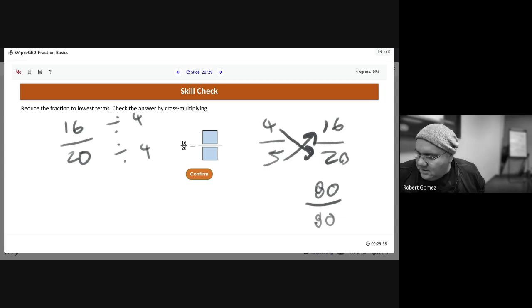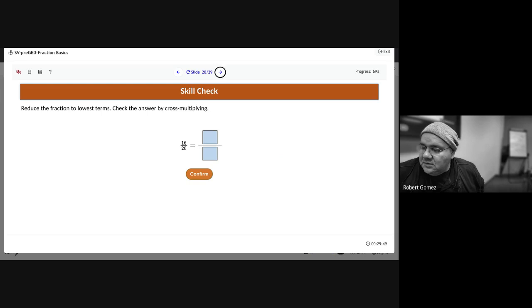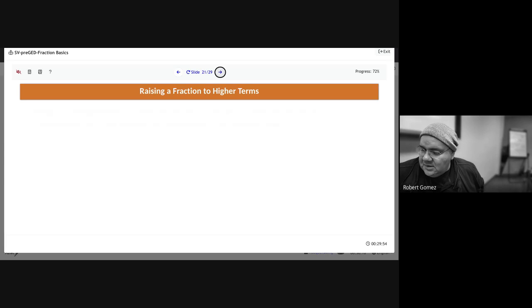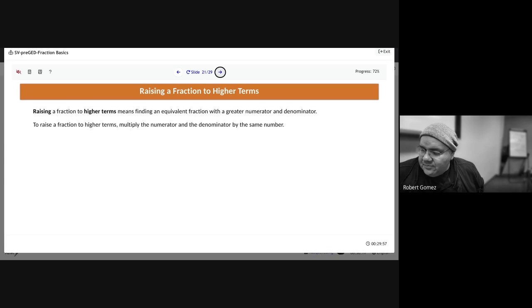Let's see how much time we have left here. We're running low on time. So we're going to look at one more thing here, and once again, this is going to prepare us for addition, subtraction, right? Multiplication, division for fractions is so easy because we don't have to find common denominators or anything like that. We really don't.